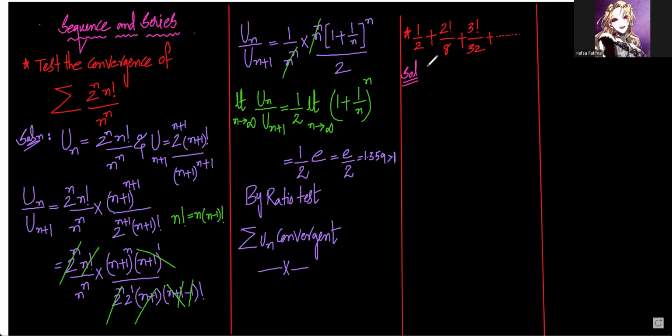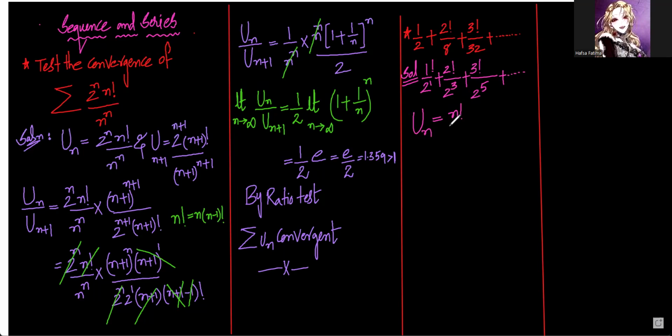So for that, I am elaborating this series: 1/2 plus. Can I write 2 power 1? Yes, sir. 8, can I write 2 power 3? Yes, sir. Plus 3 factorial, and even 1 can be written as 1 factorial also. 3 factorial by 32 can be written as 2 power 5. Plus and so on. Now see the pattern. Using the pattern, we can go for its nth term, that is un is equal to 1 factorial, 2 factorial, 3 factorial, next term maybe 4 factorial, means n factorial is the nth term.